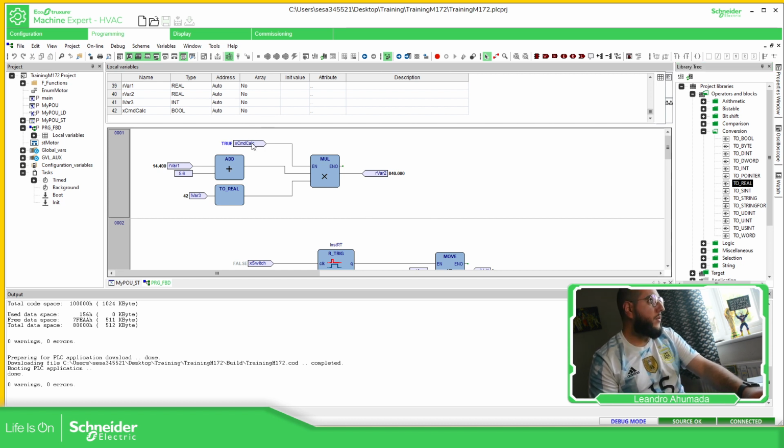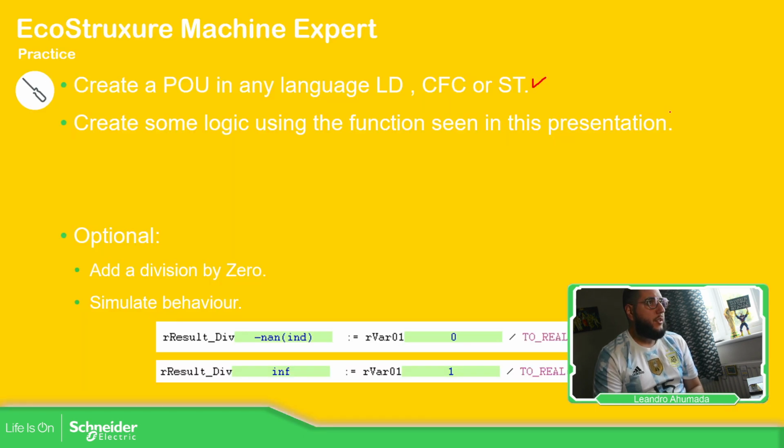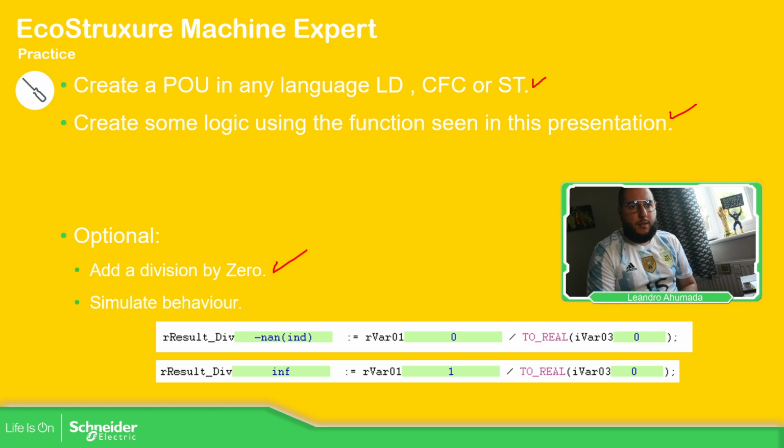Okay, so something similar can be done using structured text. In order to execute this part, you probably need to use: if this one is true, then create this equation. Okay, simple as that. So this part is check, this one is check, add division by 0 and simulate behavior. So I get this behavior only because I'm using this kind of syntax. Otherwise, if you just put it directly, you just get a fault that I'm going to show you.